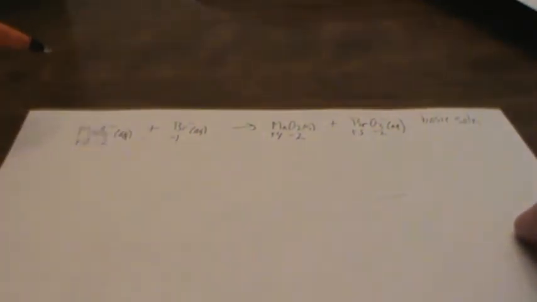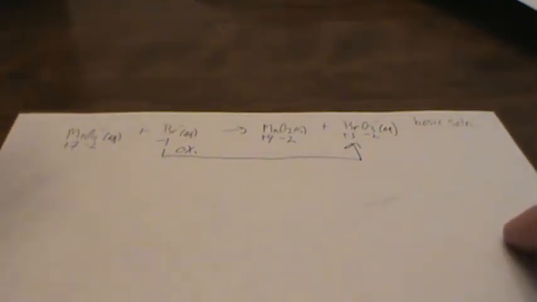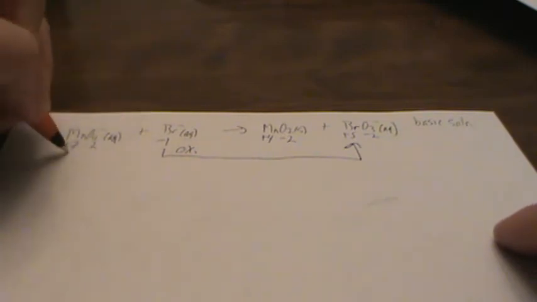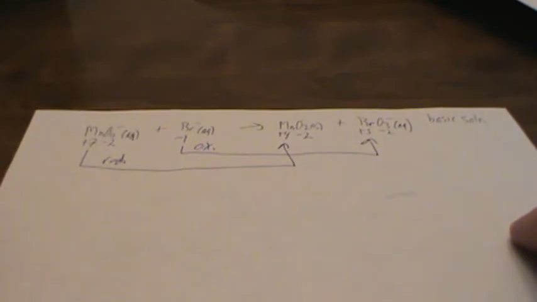So what is being oxidized? What is losing electrons? Well, bromine goes from -1 up to plus 5. Bromine is being oxidized. Manganese goes from a plus 7 down to a plus 4. So it is being reduced.